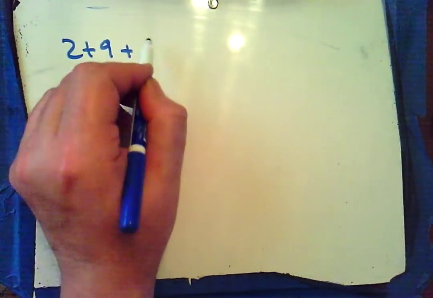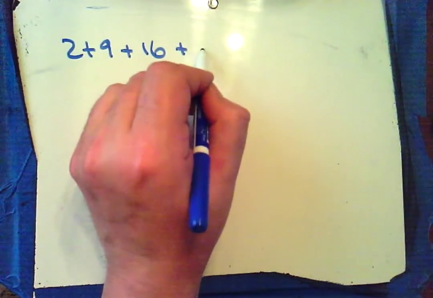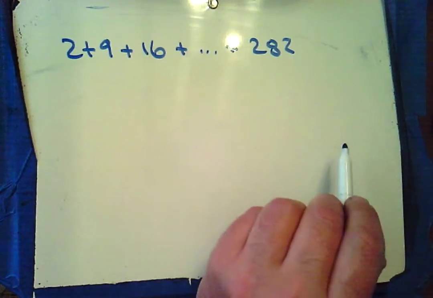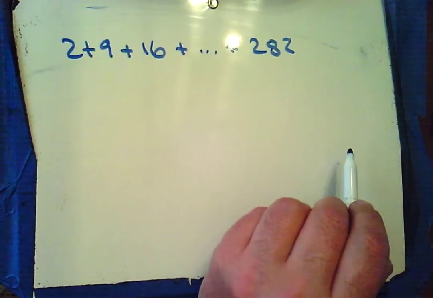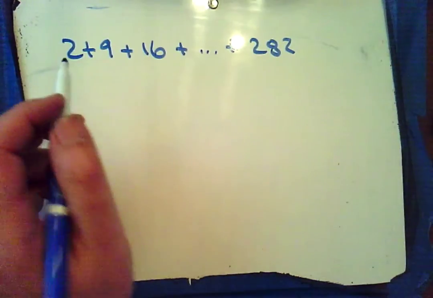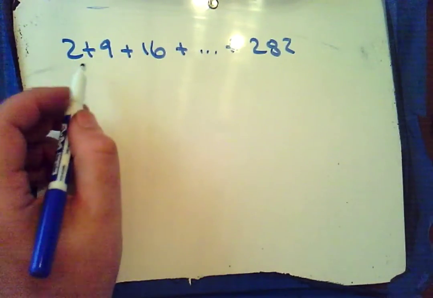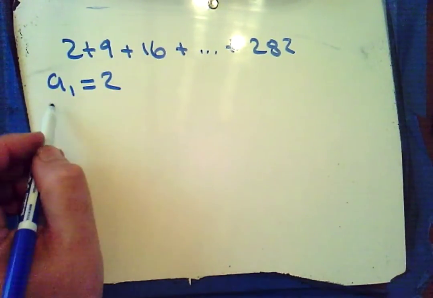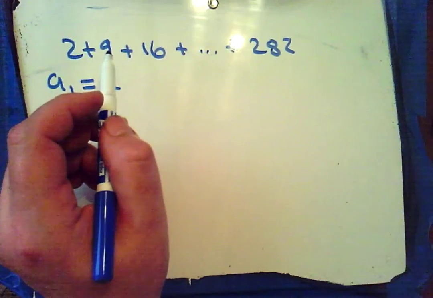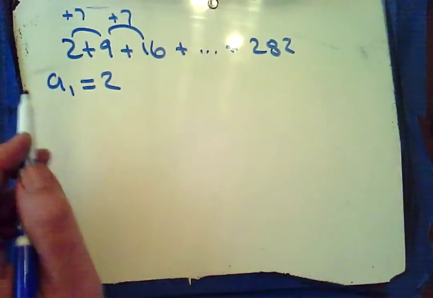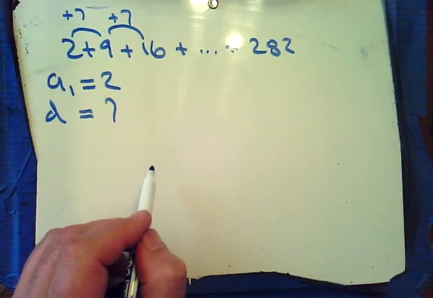2 plus 9 plus 16 plus and so on until we get to 282. Please find the sum of this series. Why don't you pause the video and give it a try? Welcome back. I see that a sub 1 is 2, and I see that this went up by 7, and this went up by 7, so I know that d is 7.